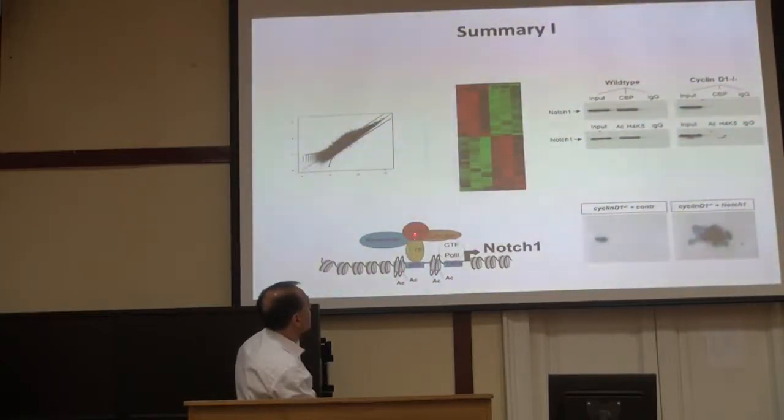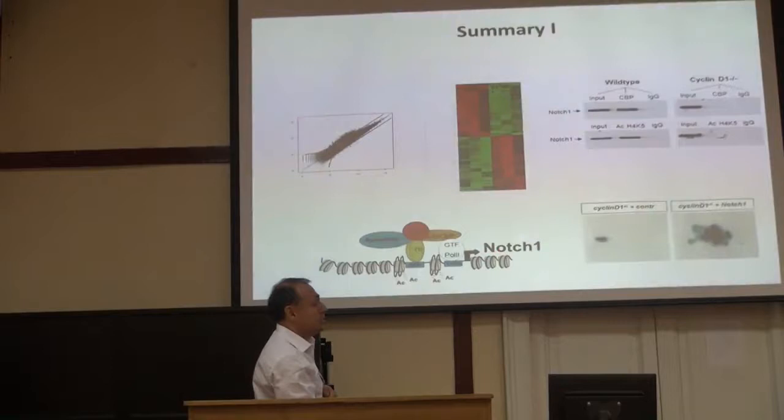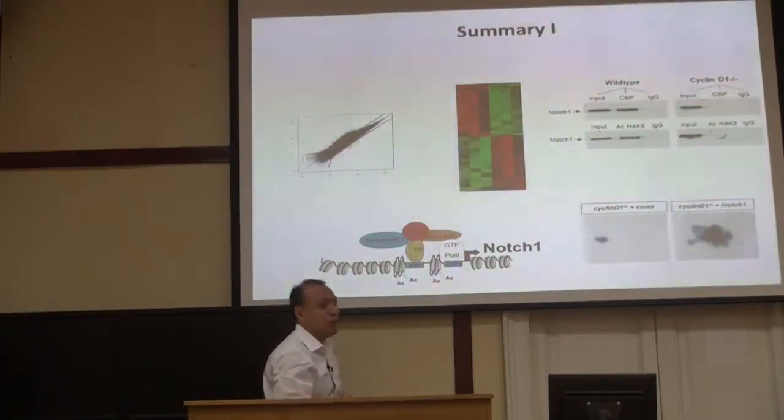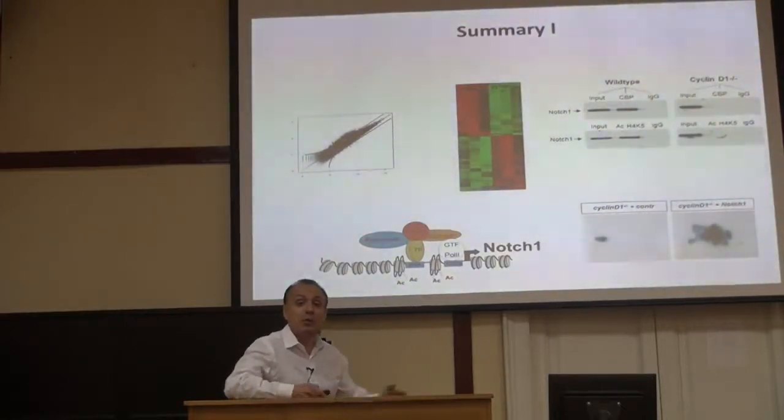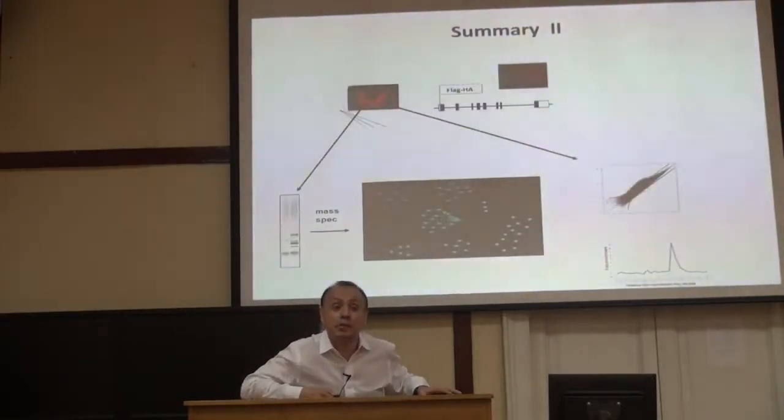If we knock out cyclin D1, then there is less CBP recruitment, there is less acetylation of those histones, there is less Notch being expressed, and this seems to be at least partly responsible for the phenotype, because when we put Notch back into these cells, we can partially rescue the proliferative defect.